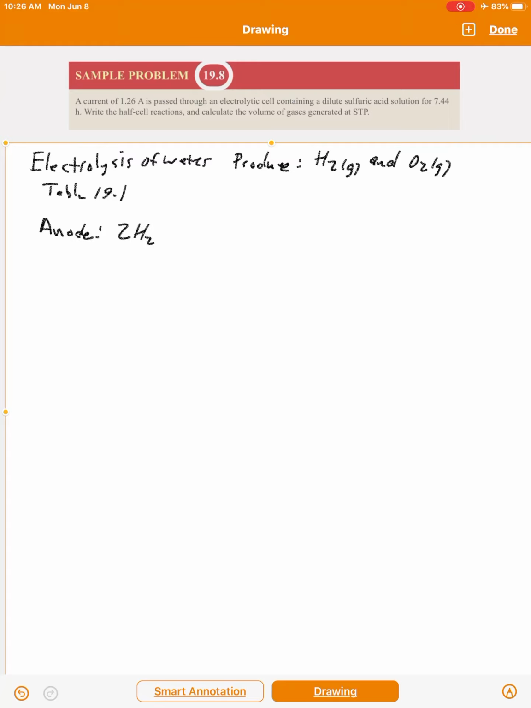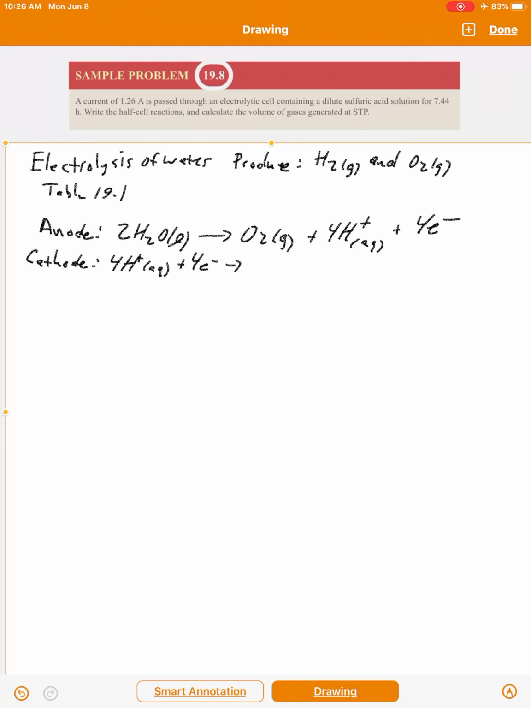Water produces oxygen gas plus 4 hydrogen ions plus 4 electrons. That occurs at the anode. That's the oxidation. And then at the cathode, what happens is the reduction of hydrogen ions. So 4H+ plus 4 electrons gives you 2H2.